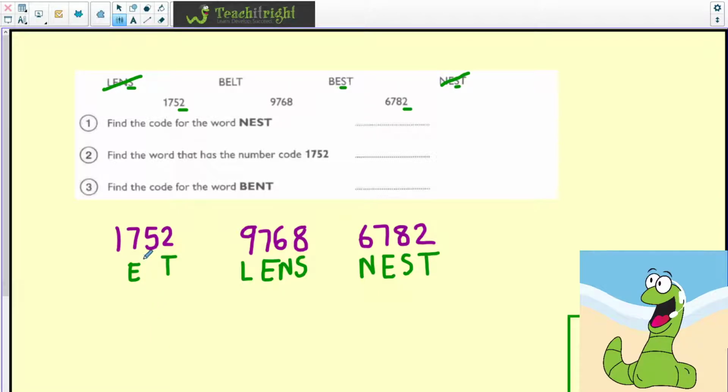Now what we can work out from this is that if we've got a 5 and a 1, it's either going to be belt or best. So again, we've just got to establish, well, because we've got the 8 as the S and there's no 8 in there, then I know that that must be belt. So now we can actually work out the questions. So nest, what was the code? 6, 7, 8 and a 2. What was the word for 1752? Well, we've got belt.